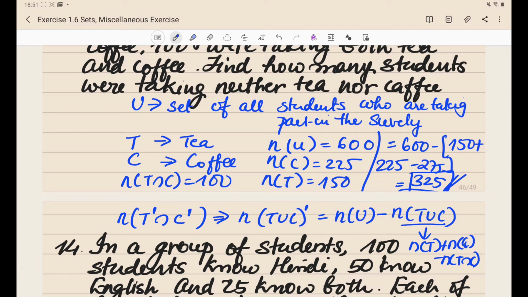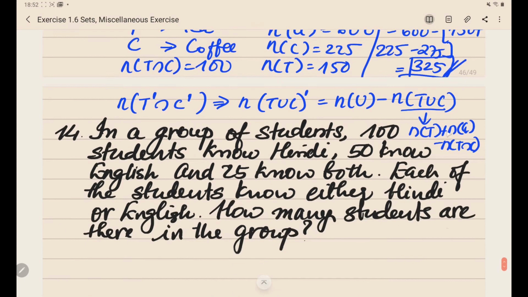It is a very easy problem. You just have to be careful, or you may find it difficult to get the answer. You can draw a Venn diagram and slowly analyze your problem. So now let's go to the 14th problem.